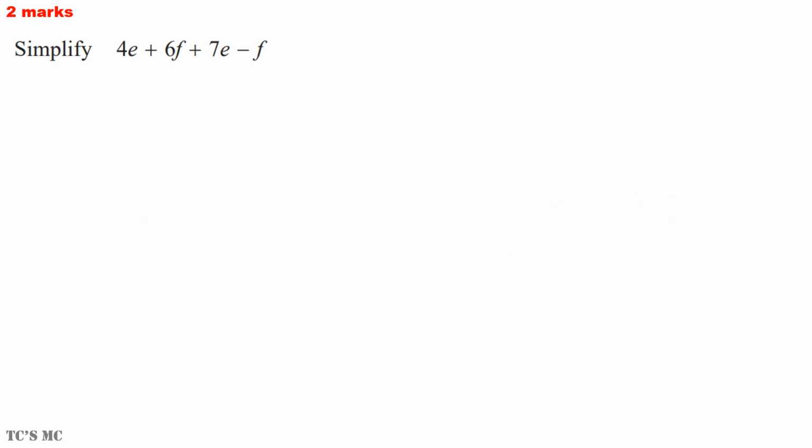Simplify 4e add 6f add 7e subtract f. This is about collecting like terms. I'm going to underline 4e, I'm going to underline add 7e, and then I'm going to box up add 6f and subtract f. Now I have 4e add 7e, which is 11e, and that's my first mark. 6f subtract f is a positive 5f, and there is my second mark.